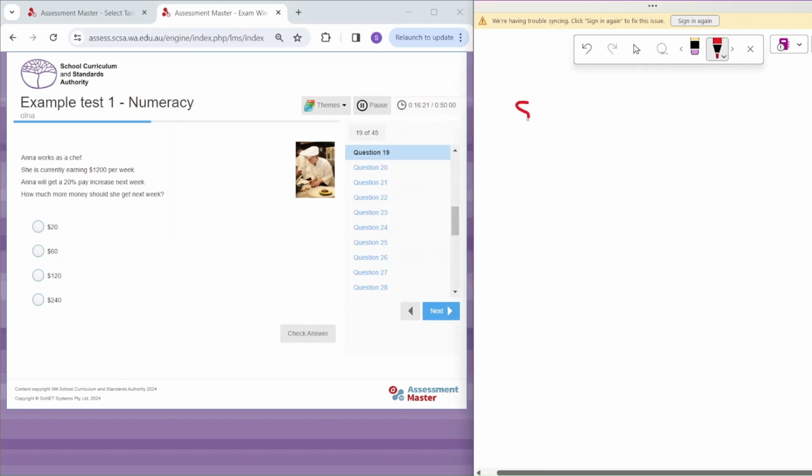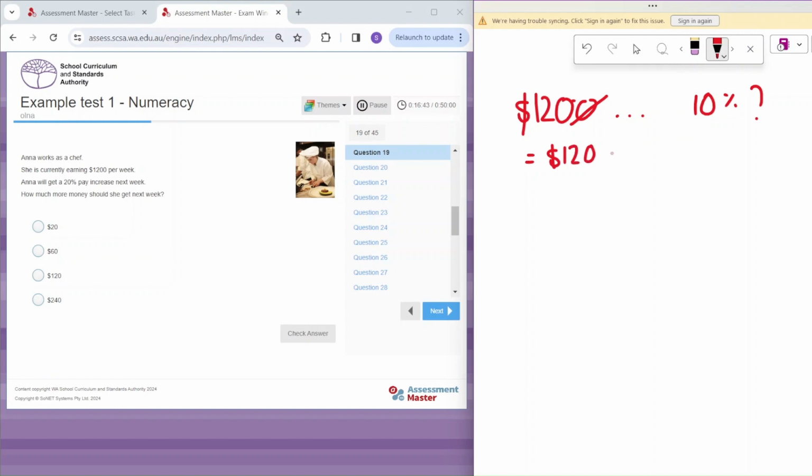So because she was currently earning $1,200 a week, if I want to find 10% of that, I know I've been asked for 20, but I want to find 10% first, I simply cross out a zero or reduce a place value by taking my invisible decimal point and jumping over here. The new number is 120. So $120 is equal to 10% of this value. Okay?